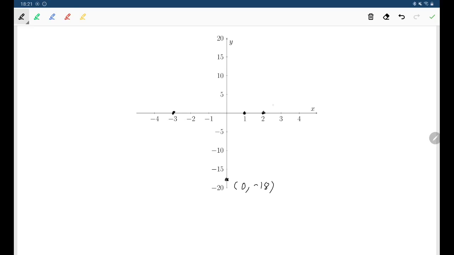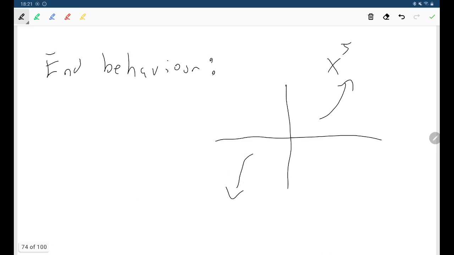Our end behavior happens after our last x-intercept and before the first one. So before the first x-intercept on the far left, we are heading downward. And after the last x-intercept in the far right, we are heading upward. And that's what we have back here in our end behavior. At the far right, we go up, and at the far left, we go down.